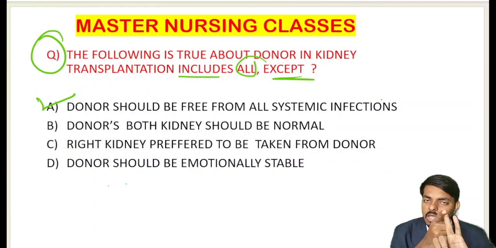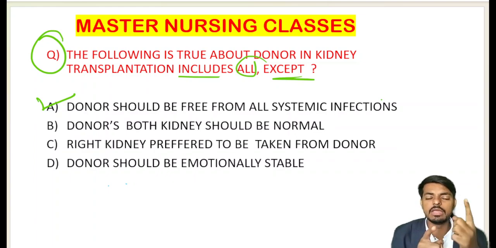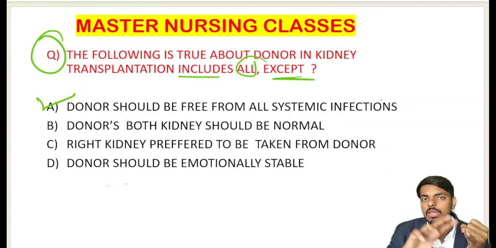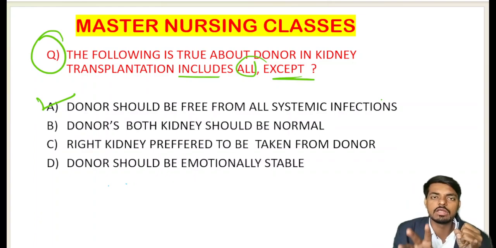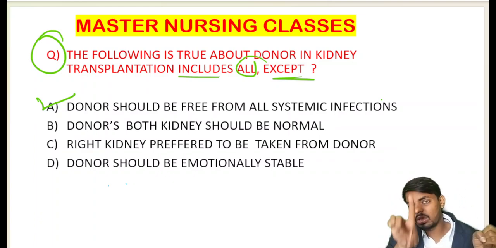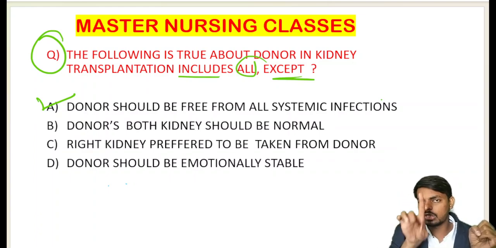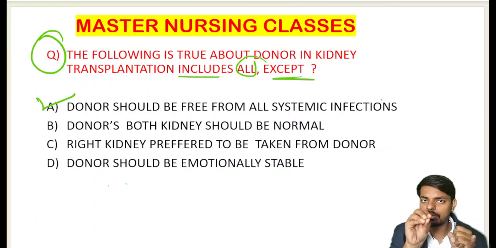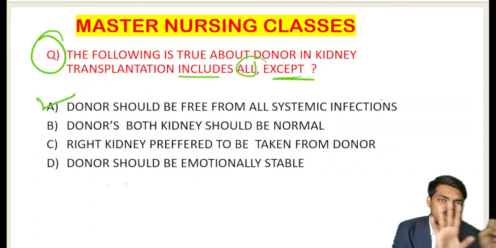He should be free from hepatitis B, hepatitis C, and all kinds of systemic infections. Most importantly, he should not have impairment of the other kidney. Means from the donor we are taking the right kidney, so his left kidney should be very normal and functionally active. If there is any problem with his left kidney, we won't take his right kidney.